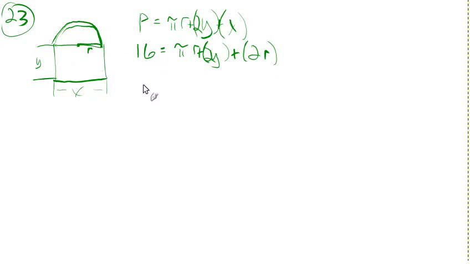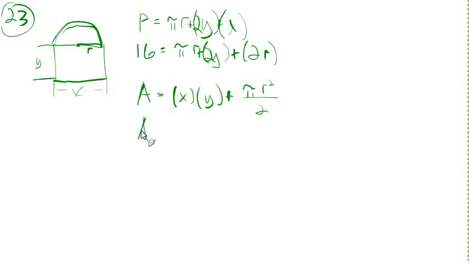Alright, but what we're interested in is finding the area and making it the maximum. So let's write an equation for the area. Well, the area is just going to be length times width, we could call it width, x times y, plus, well, the area of a circle will be pi r squared, so the area of this half a circle will be pi r squared over 2. And so now we'd like to express the area in terms of just one variable.